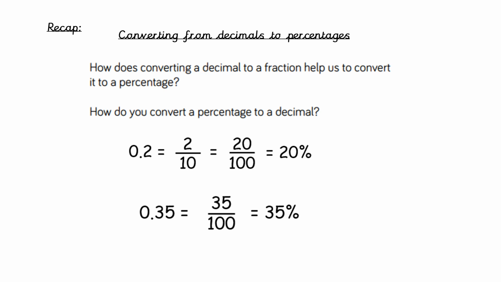So how do you do it then? So 0.2. You look at what column that 2 digit is in. It's in the tenths column, so that is equivalent to 2/10, which is, like we've just discussed on the previous slides, the same as 20 out of 100. Therefore, it is 20%. 0.35 is the same as either 3/10 and 5/100 or 35/100, which is the same as 35%. Okay? So you convert your decimal into either tenths or hundredths, and then you can easily see what it is as a percentage.